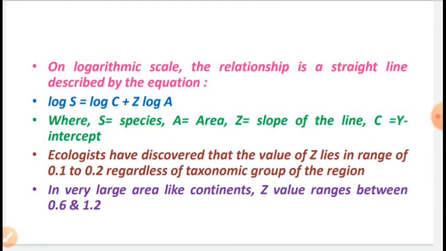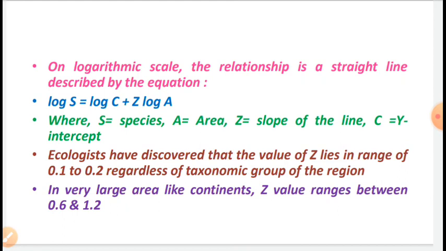On a logarithm scale, the relationship is a straight line described by an equation. This equation is important here. According to this equation, log S is equal to log C plus Z log A. So this equation is described on the logarithm scale, and the relationship is a straight line.